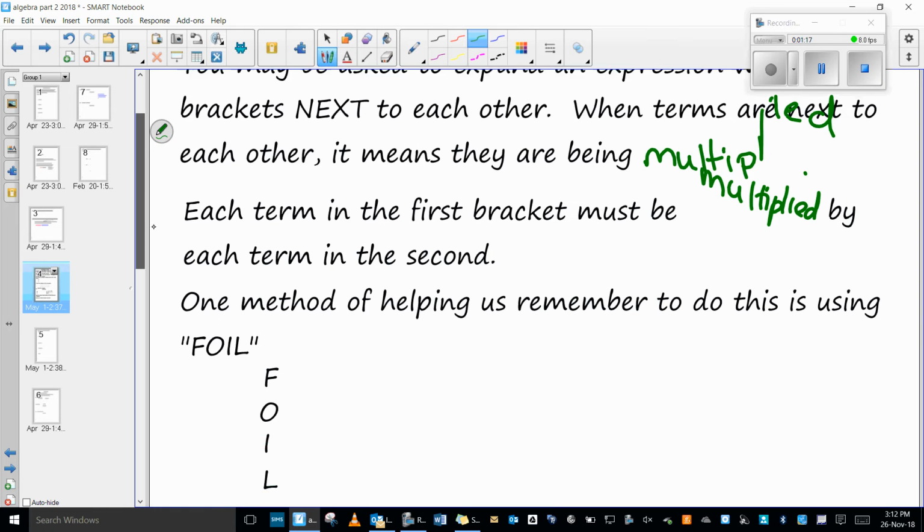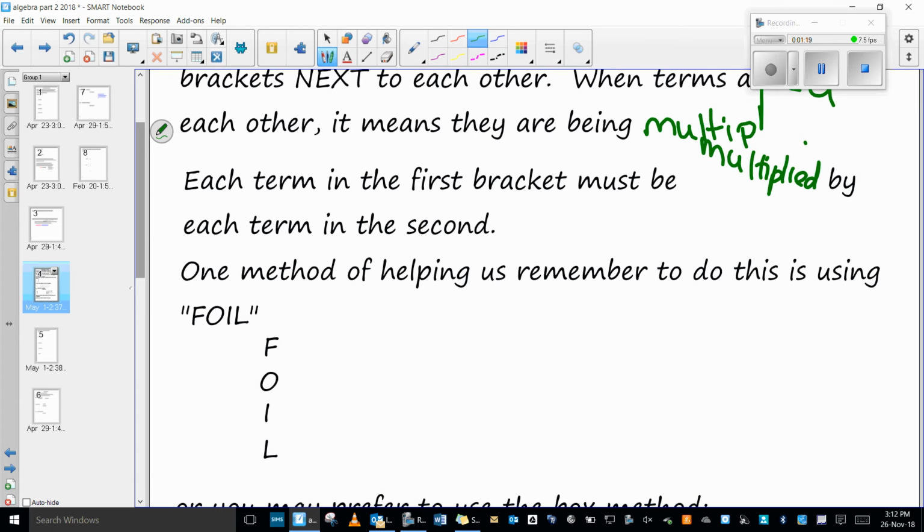Now, how you do that is completely up to you. You may have learned some fancy method in a previous school. You may find a special way of doing it. There are two main ones that we would suggest that you probably pick one to do. The first one, and you will hear lots of people talk about this, is when we're expanding two brackets, we use the word FOIL to remember the order in which to do it.